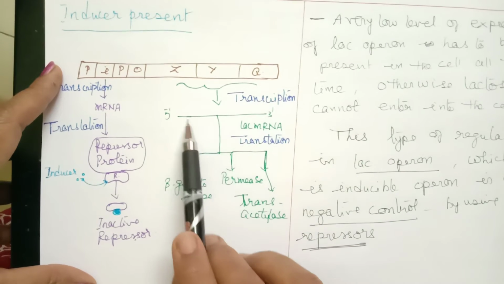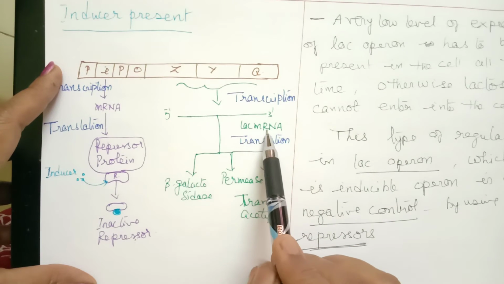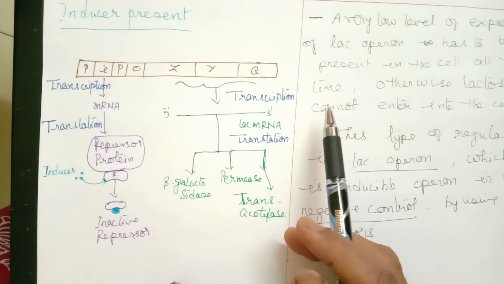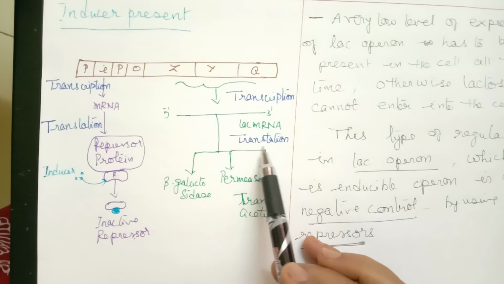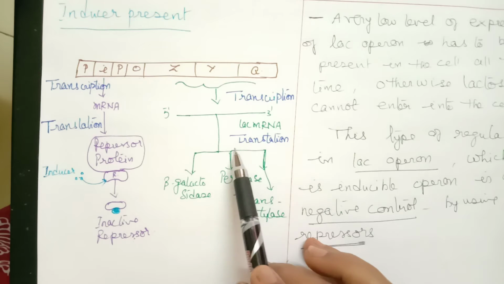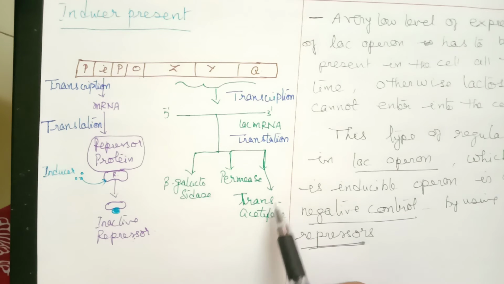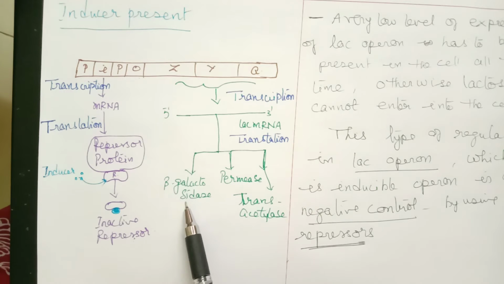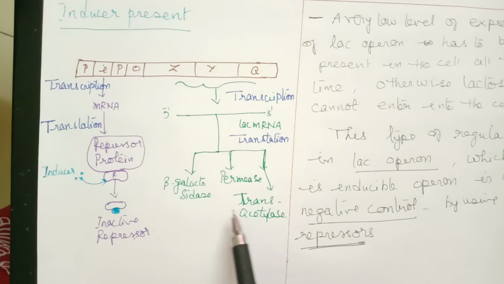So after undergoing transcription, this will produce mRNA called Lac mRNA. Lac mRNA will undergo translation. And after undergoing translation, it will produce 3 enzymes. This function we have already done. Beta galactosidase, permease and transacetylase. So these 3 enzymes will be produced.